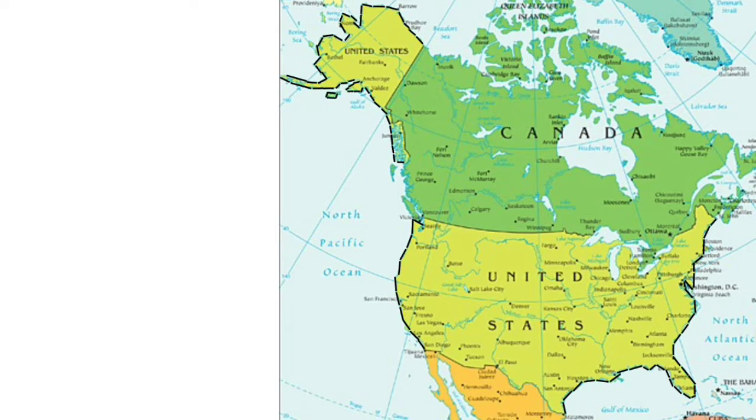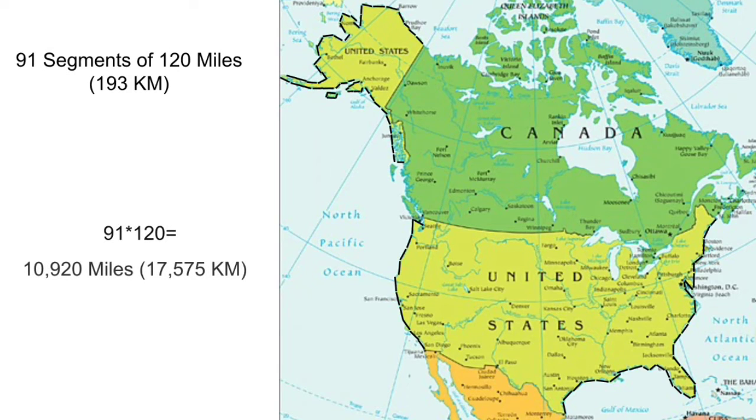That looks pretty accurate. Then we count the segments and there are 91. So now we multiply the number of segments by 120 to find out what the coastline is in miles. So the coastline of the US is 10,920 miles or 17,575 kilometers.